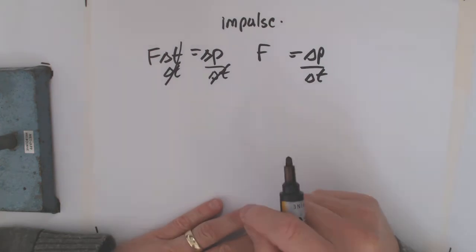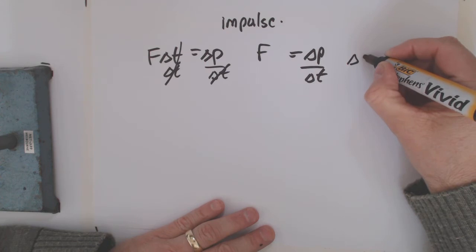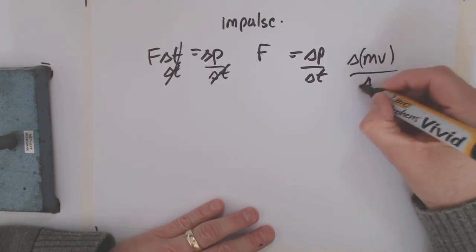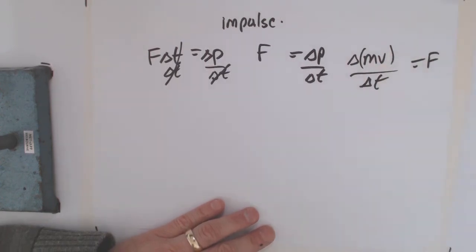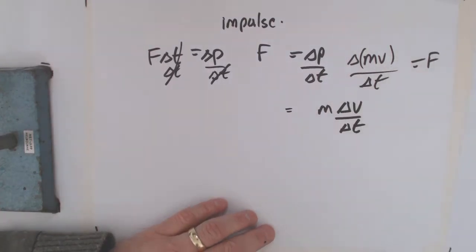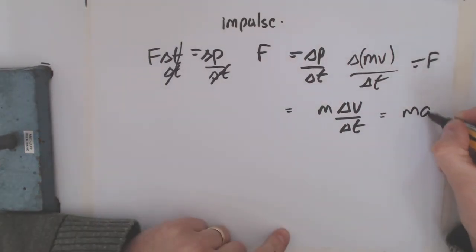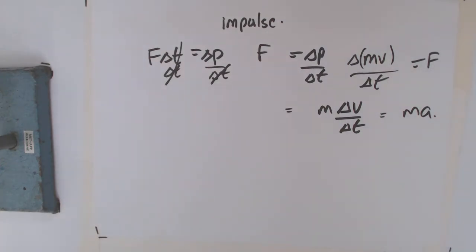Now that formula might look a bit strange, but you've seen it before, because what we're saying is delta mv over delta t is equal to force. But mass stays constant, so we can take it out and say that force is equal to mass times delta v over delta t, which is equal to ma. We've seen that for a long time. So force is the rate of change of momentum. The quicker your momentum changes, the more the force. Now this is going to come up again and again in questions.